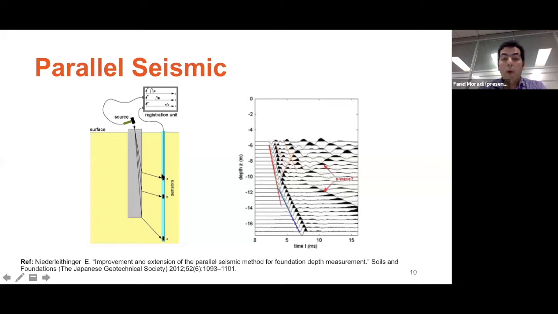You can drill a borehole near your piles, not far, about half a meter. We fill it with water to make sure there's a good connection between the transducer and the surrounding area. At each level, you hit your pile with a hammer and record the signals that travel through the pile. At the level where the transmission time of the first arrival signals increases a lot, that's the position of the end of your pile toe.